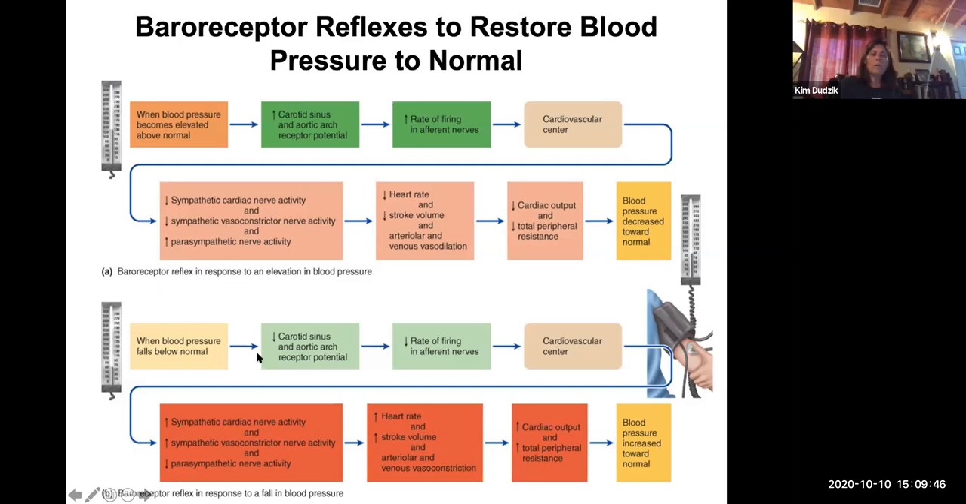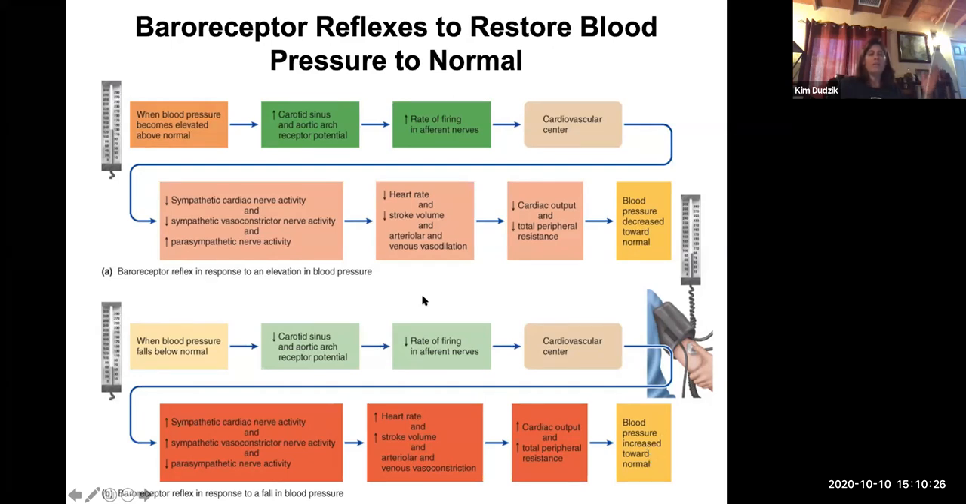Okay, what if it gets too low? It's falling below normal. Well, then there's less firing in those baroreceptors in the carotid artery and the aortic arch, right? So those sensory nerves have a lower rate of firing. The medulla oblongata picks up on that. It will then increase the sympathetic cardiac nerve activity, right? And cause vasoconstriction. We're going to increase our heart rate when we do that. We're going to increase our stroke volume. So here's the vasoconstriction. That increases cardiac output and total peripheral resistance. And now our blood pressure is increased again.